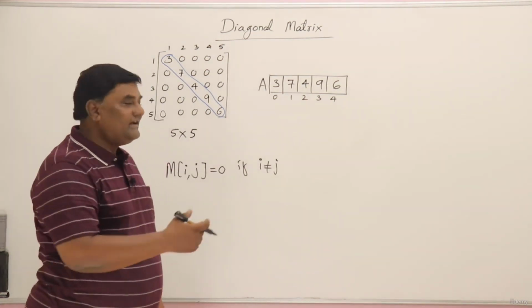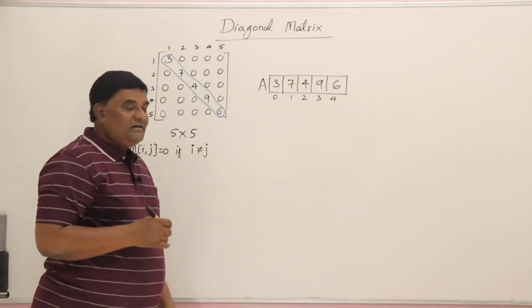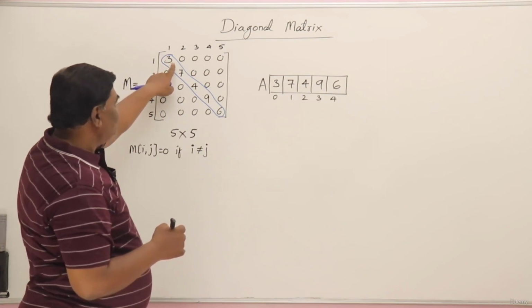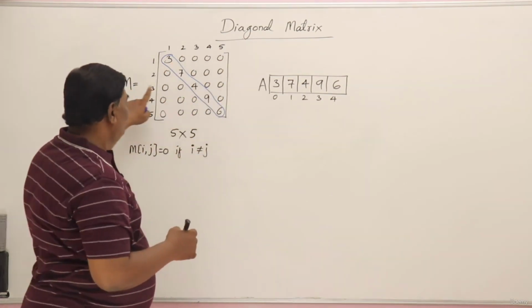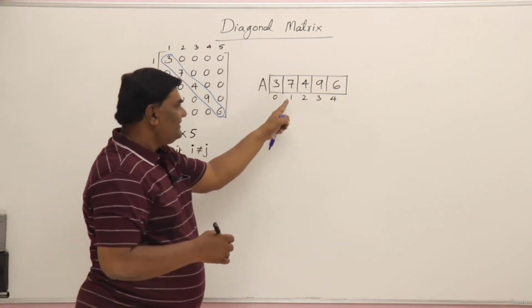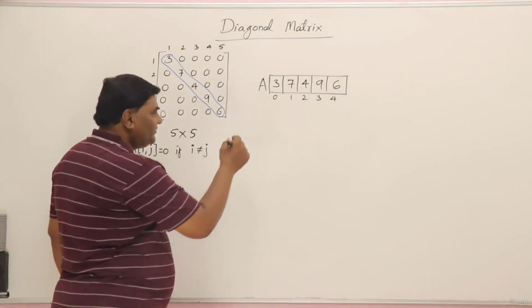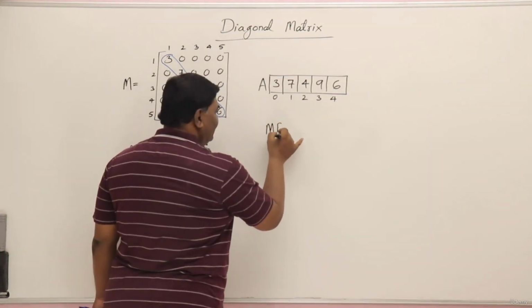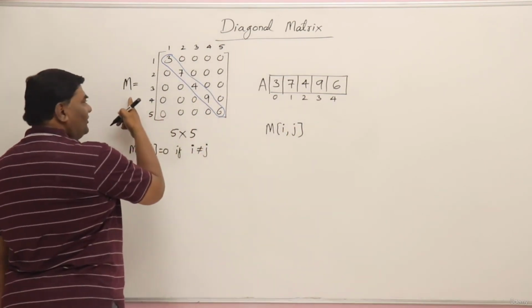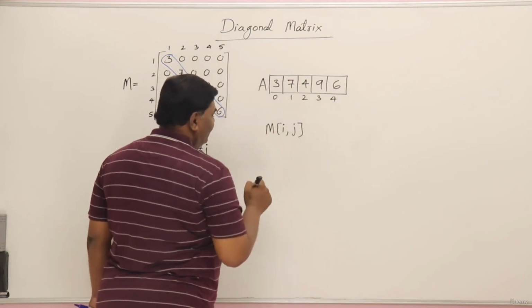Now let us see how we can access these elements from a single dimension array. If I want to access M of 1, 1, this element, then it is at 0. If I want to access M of 2, 2, this element, it is at 1. So only diagonal elements are there. So if I want to access any element from matrix M of i, j, this I am calling M, but it is stored in an array. Then from where can I get the element?